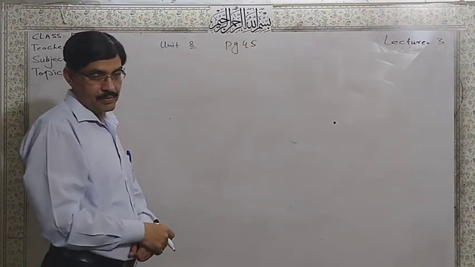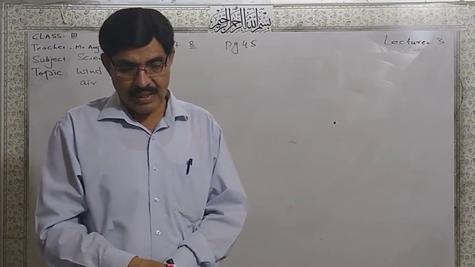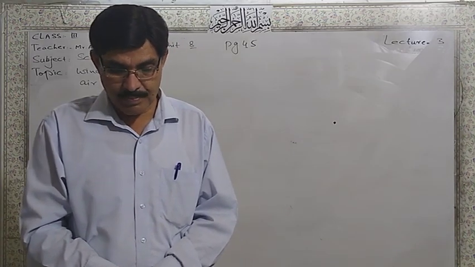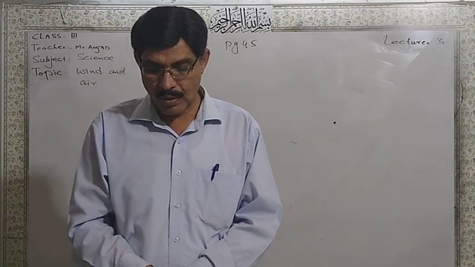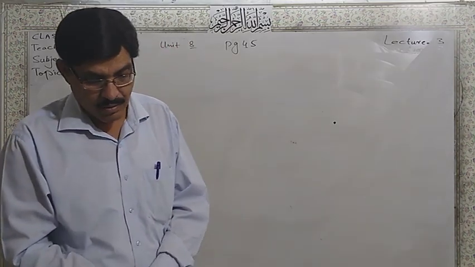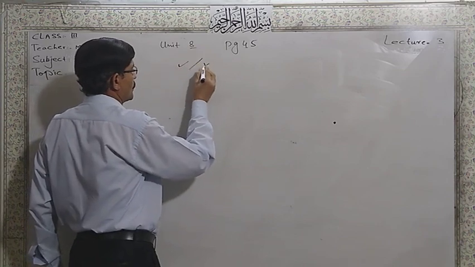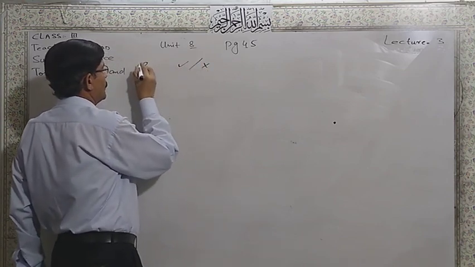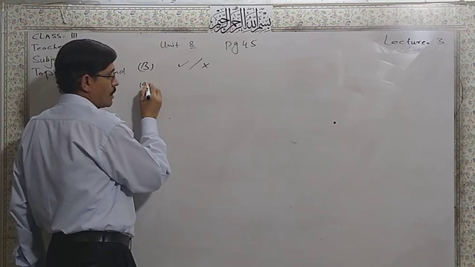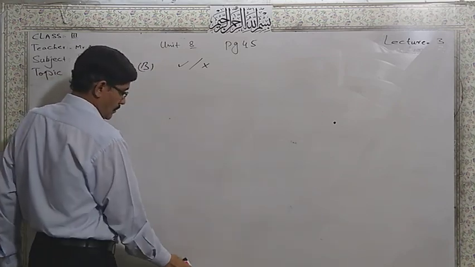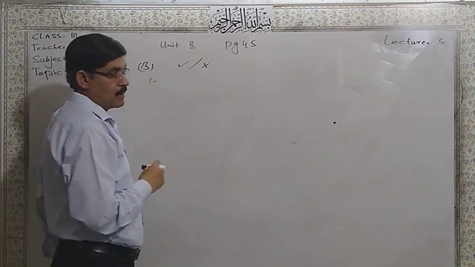Page number 45. We have got Section B. Mark the correct statement with a tick and the wrong ones with a cross. Tick and cross. Section B, number 1.